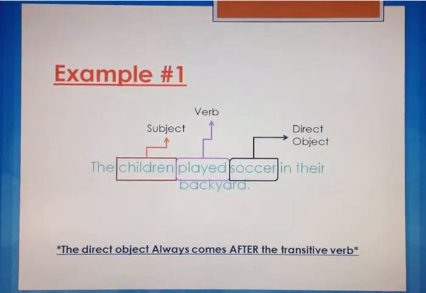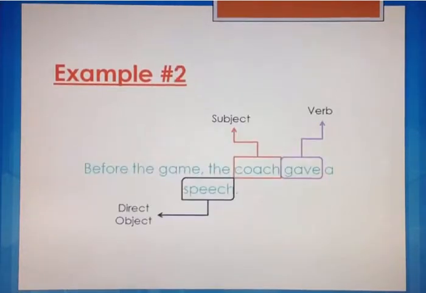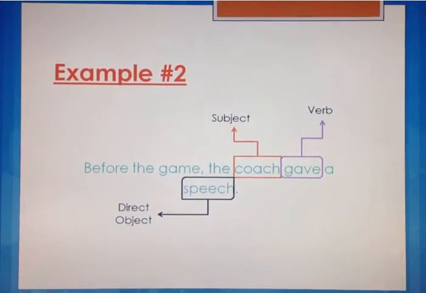One way to help identify the direct object is by looking at the verb. The direct object will always come after the transitive verb. Another example is, before the game, the coach gave a speech. So in this sentence, the subject is the coach and the verb is gave. What did the coach give? He gave a speech. Therefore, the direct object is the word speech.